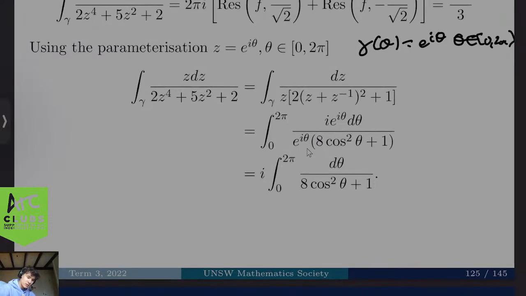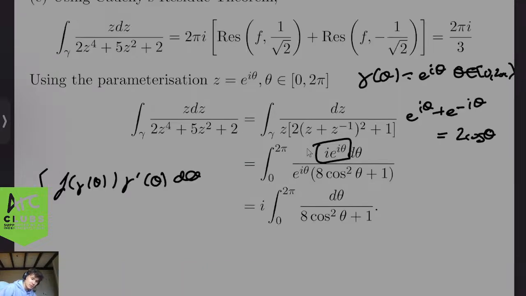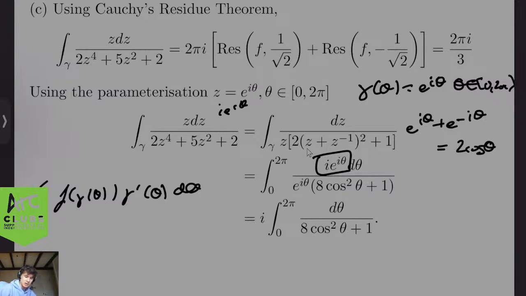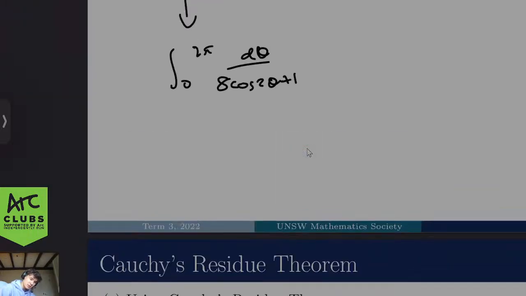And so remember to do this, we can rewrite it in this form because notice that e to the i theta plus e to the negative i theta corresponds to 2 cos theta. So we have 2 times 4 cos squared theta, which gives us the 8 cos squared theta there. Remember, we need to multiply by this, because our parameterization will be f of gamma theta times gamma dash of theta d theta, and gamma dash of theta is i e to the i theta, so we need to put that term in. That cancels out, then we get i outside of the integral from 0 to 2 pi d theta on 8 cos squared theta plus 1, which is precisely the integral they asked us to find.